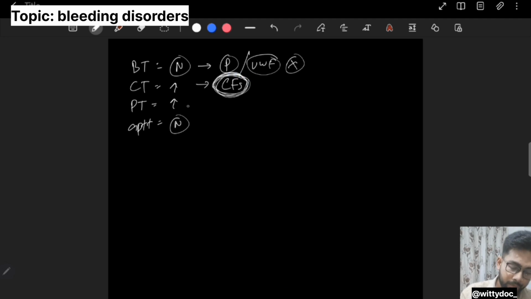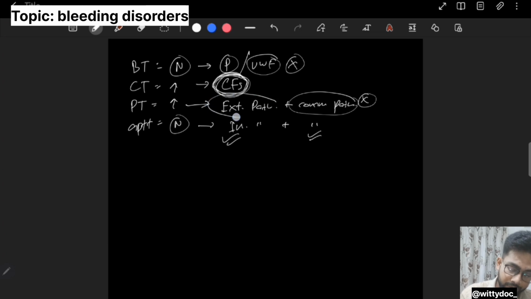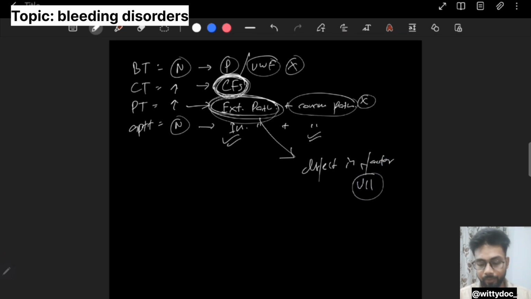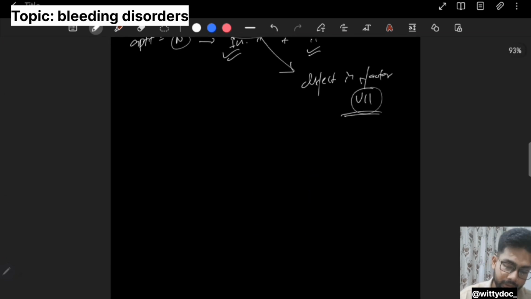And we know prothrombin time determines what? It determines the extrinsic pathway and common pathway, and APTT signifies the intrinsic pathway plus common pathway. Since APTT is normal, that means the intrinsic pathway is normal, and the common pathway is also normal. So there is a defect in the extrinsic pathway. That means which factor is defective here? There is a defect in factor 7. 7 is an extrinsic pathway clotting factor. That means there is a defect in factor 7. I hope you understand this.